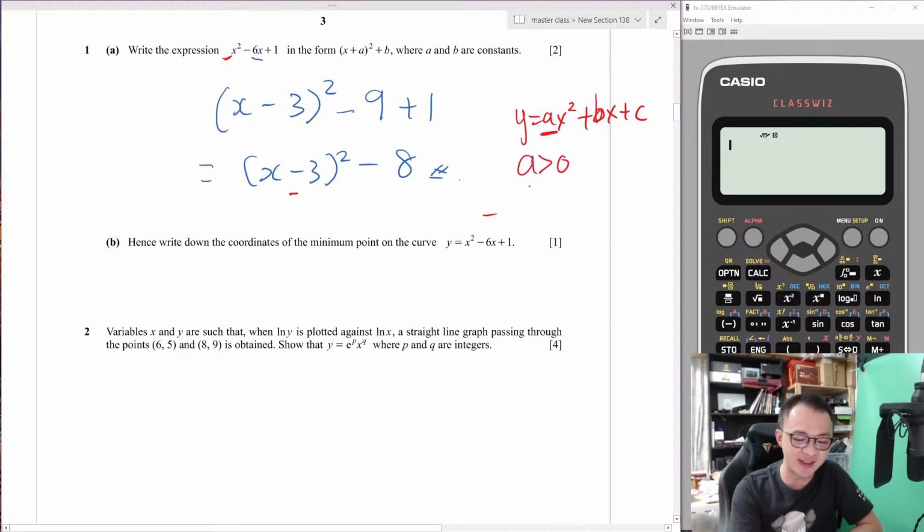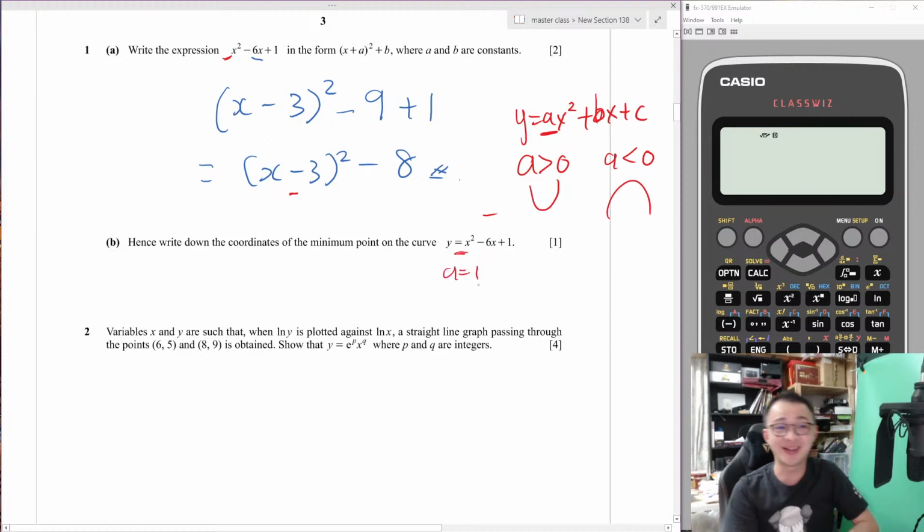If A is bigger than 0, you get a minimum. If A is less than 0, you get a maximum. Over here my A is 1, because there is no number beside the x squared, which means my A is 1, so this one is a minimum.